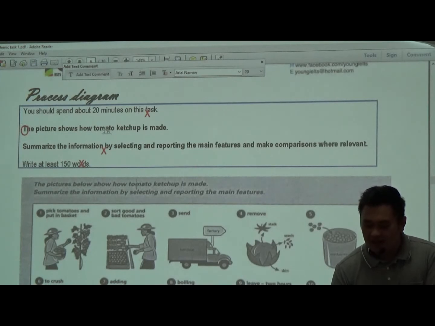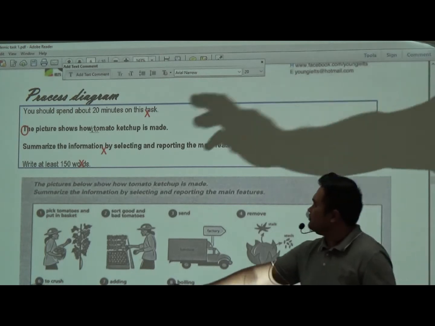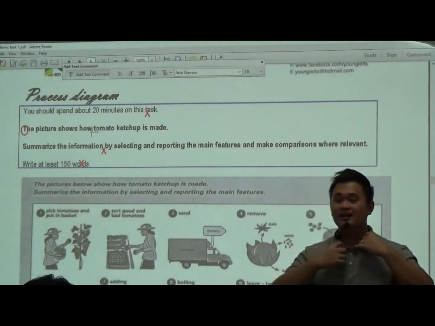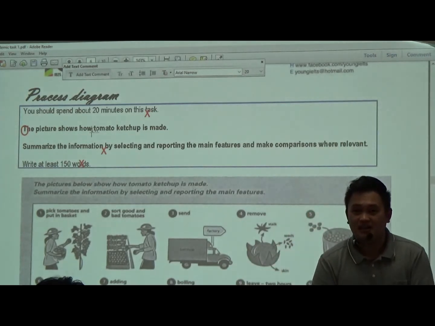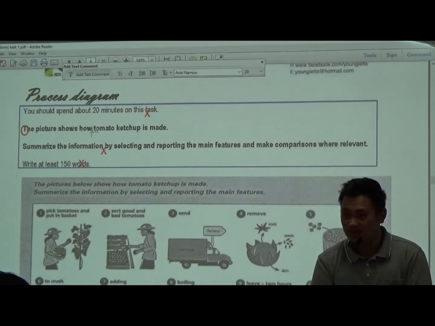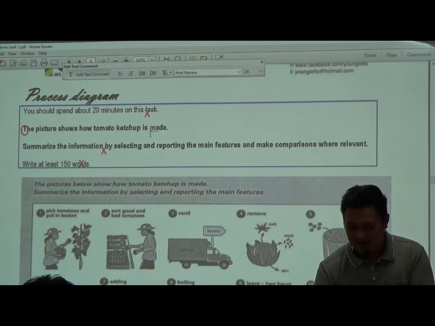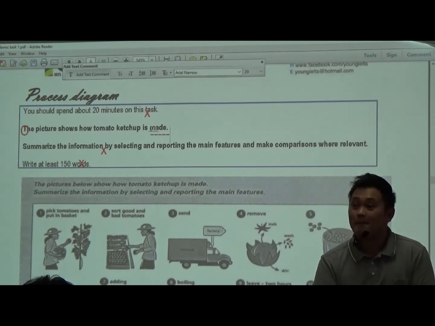here. Now, the only word that we can see here is tomato ketchup. Tomato ketchup is a noun. And we learned in our reading class, a noun we don't paraphrase. What is a paraphrase of tomato ketchup? There is none. In Australia, they call it tomato sauce, right? But that's Aussie language. So there is none. So in here, the only paraphrase we can do is the word make.